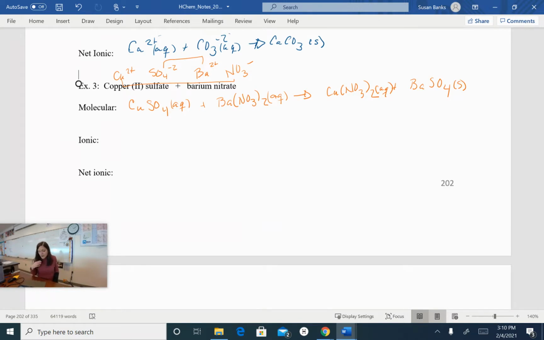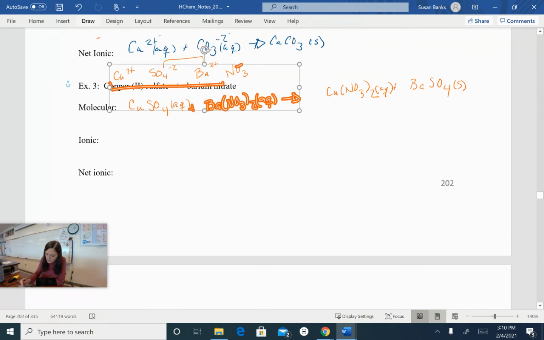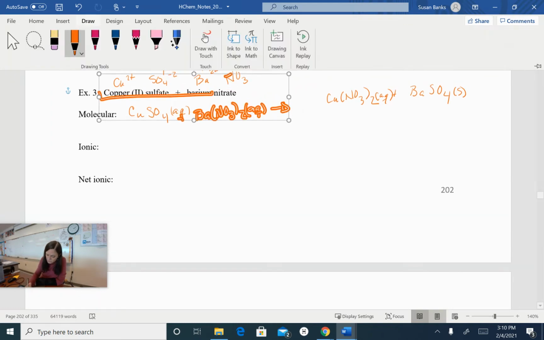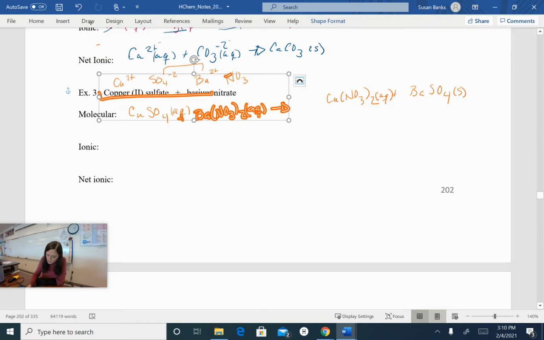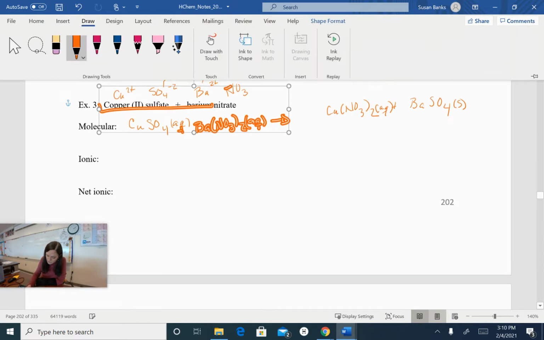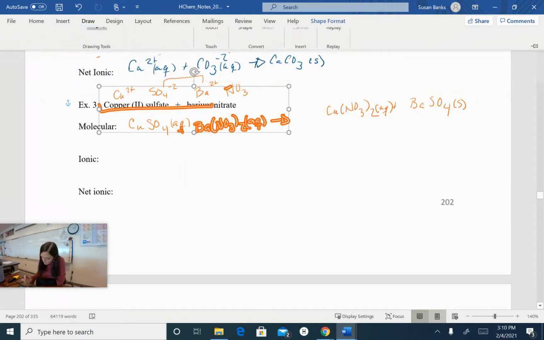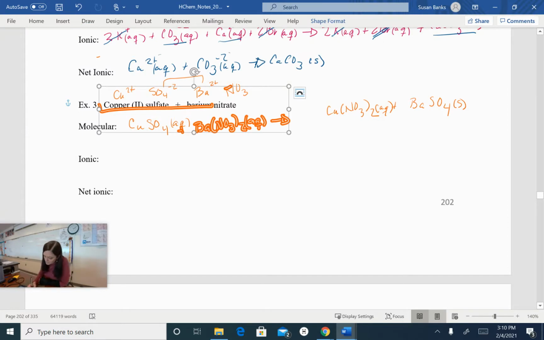All right, for our ionic equation, everything that's aqueous is going to dissolve and break apart into its ions. Everything that is solid is going to stay together. Okay, so anything that is aqueous, I want to change my color. Let me change my color.